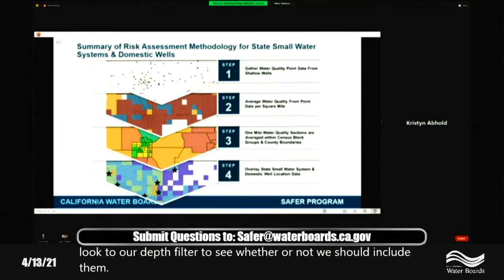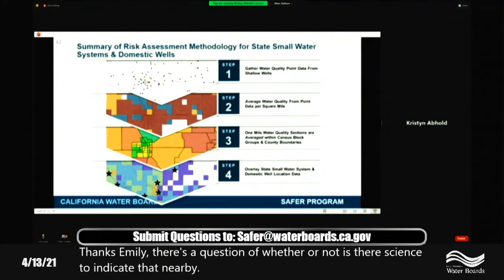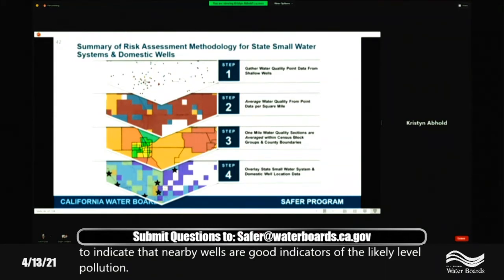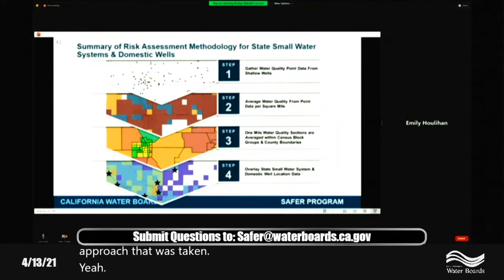Thanks, Emily. There's a question of whether there is science to indicate that nearby wells are good indicators of the likely level of pollution in domestic wells. I know that's the approach that was taken. Yeah, this is the best available data at this point in time.